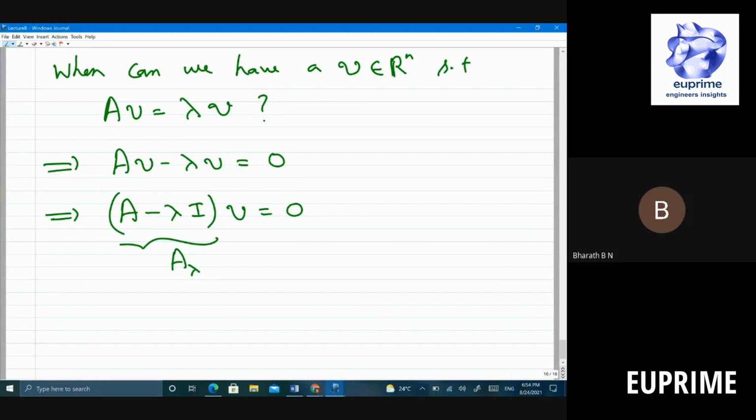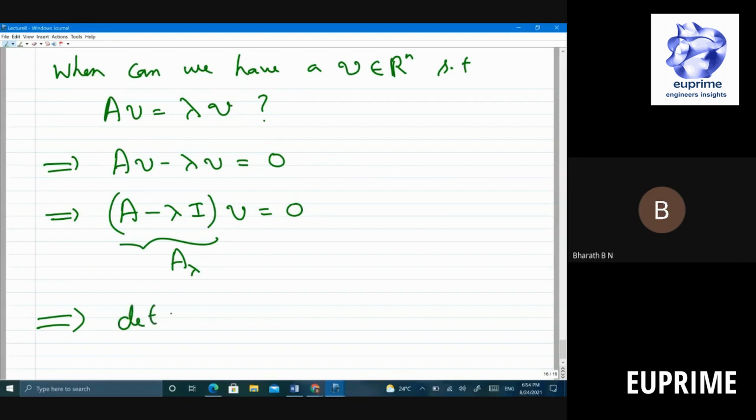Can it be full rank? No, right? It cannot be full rank. So what is the implication of that? Okay, something that I haven't taught. What can you say about the determinant of that matrix? Determinant should be 0, right?